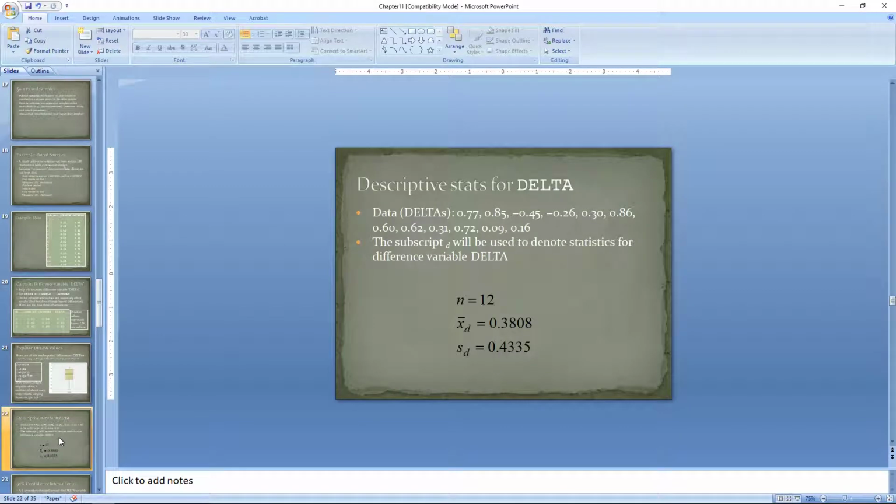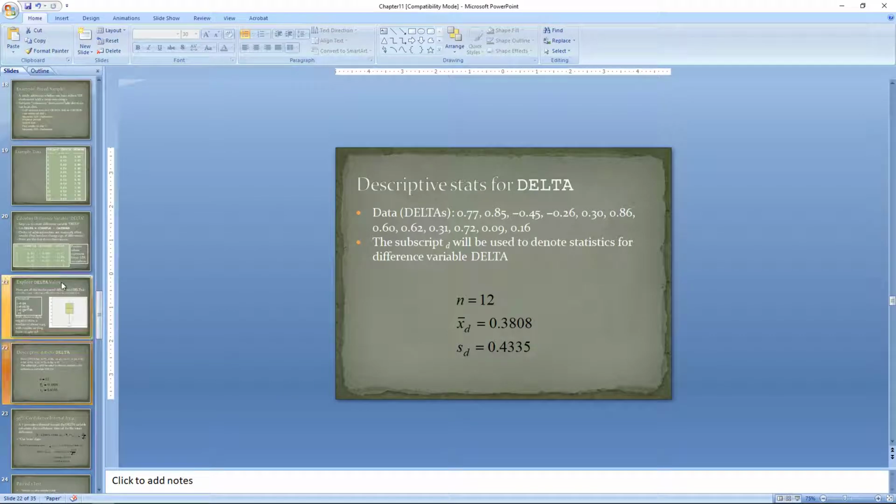So that's great. We have these delta values. What else can we get from them? Well, with the deltas, we can calculate a lot more. Notice anytime you see the subscript D, that denotes the statistics for the difference variable delta. For our delta and our descriptive statistics, n equals 12, our x bar subscript D, our average delta, is 0.3808, and our standard deviation for delta is 0.4335.